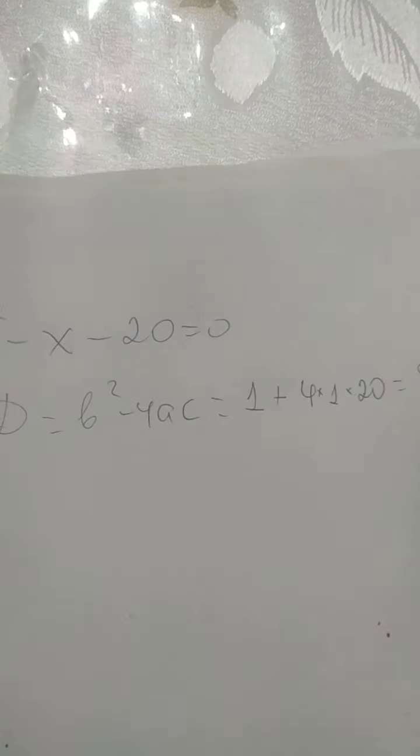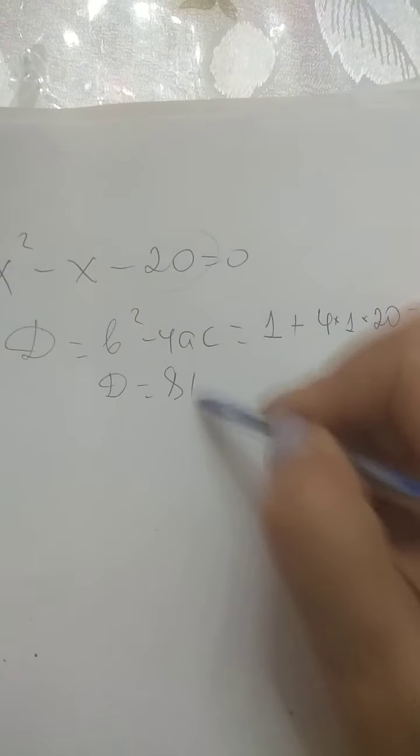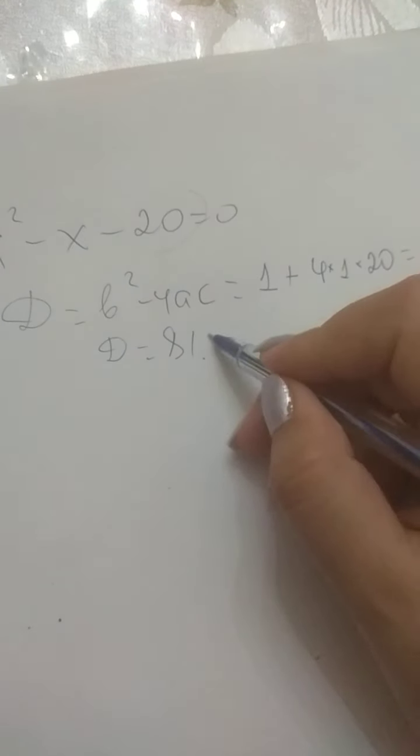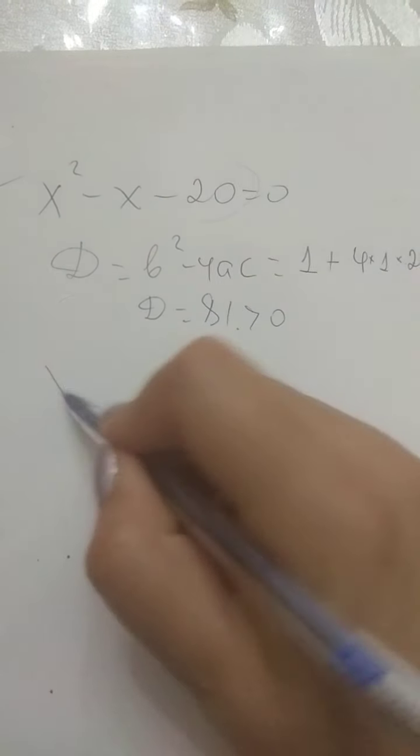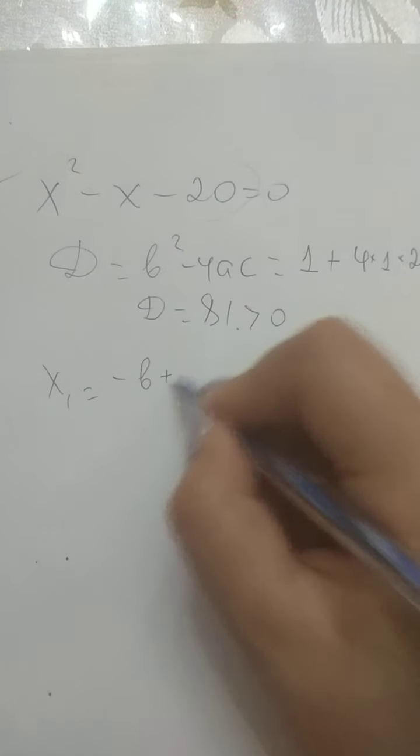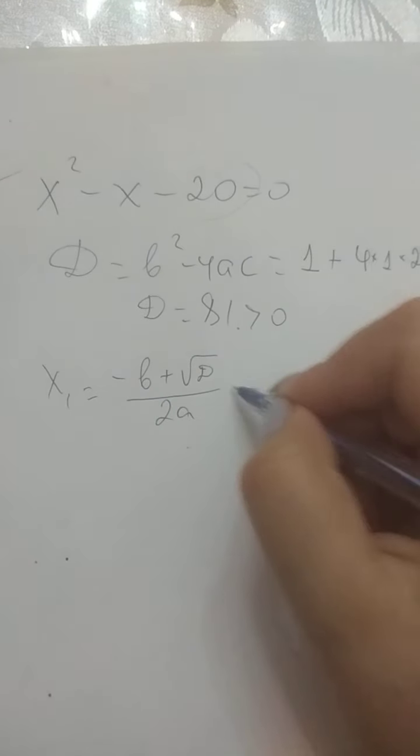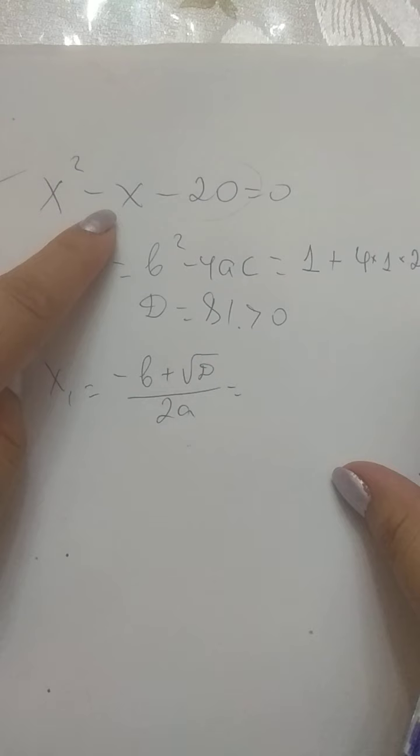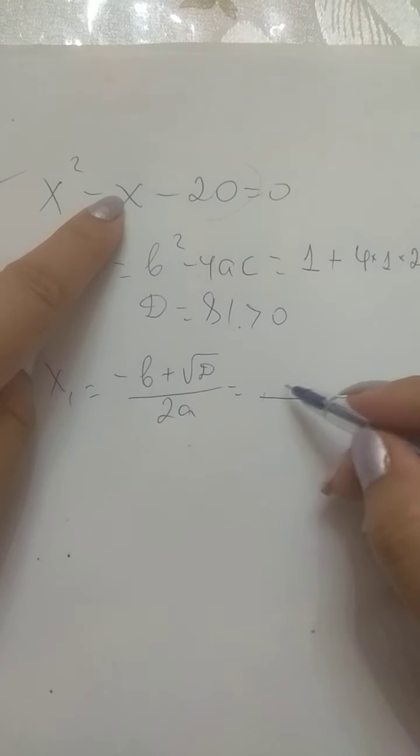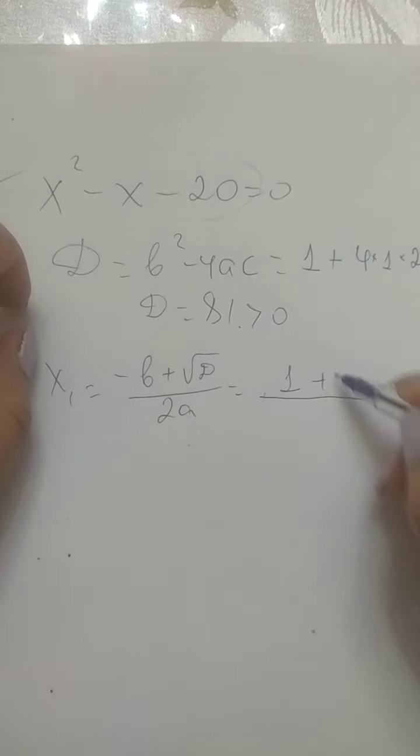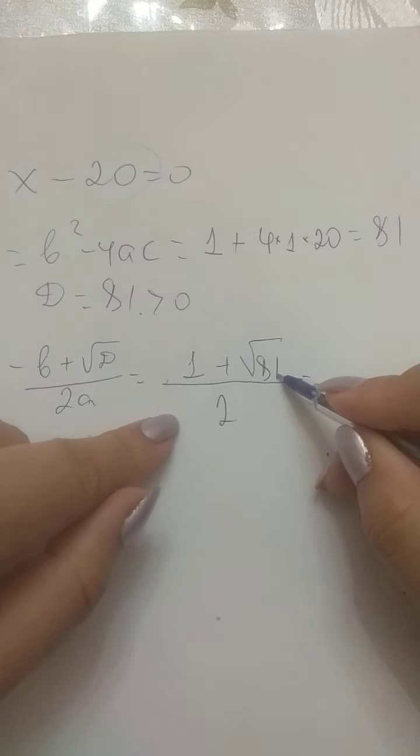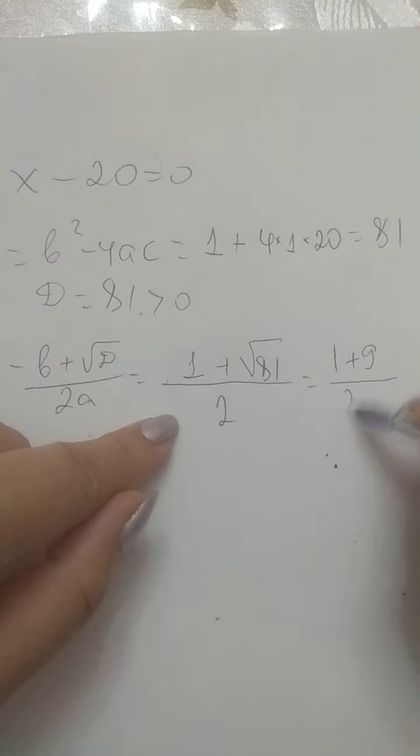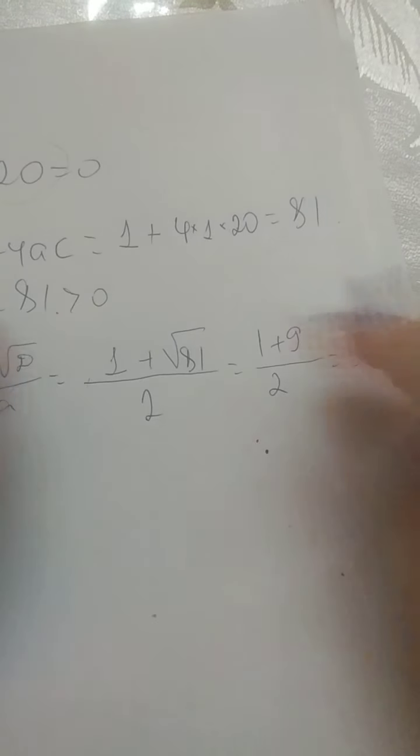So good. Then I got discriminant equal to 81, and 81 is greater than 0. This means I have 2 solutions. So let me find x1, which is equal to negative b plus the square root of D divided by 2a. b is negative here, so if it's negative 1, I should take positive. Then plus the square root of 81 divided by 2a. a is positive 1, so 2 times 1 is 2. The square root of 81 is 9. It's going to be 1 plus 9 divided by 2, which is 10 divided by 2, which is 5.